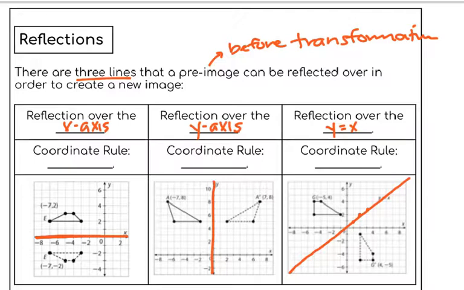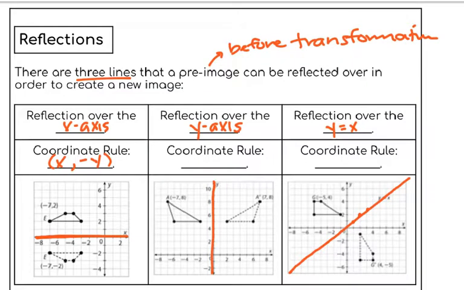So for the instance, over the x-axis, we're looking at this first picture here. You notice that it starts off as -7, 2. So that's our coordinate. Then it flips over that x-axis and becomes -7, -2, so our x did not change. So it's still x, but our y changed. Now our y is negative. So our coordinate rule for reflecting over the x-axis is x, negative y. So that's our rule for reflecting over the x-axis.